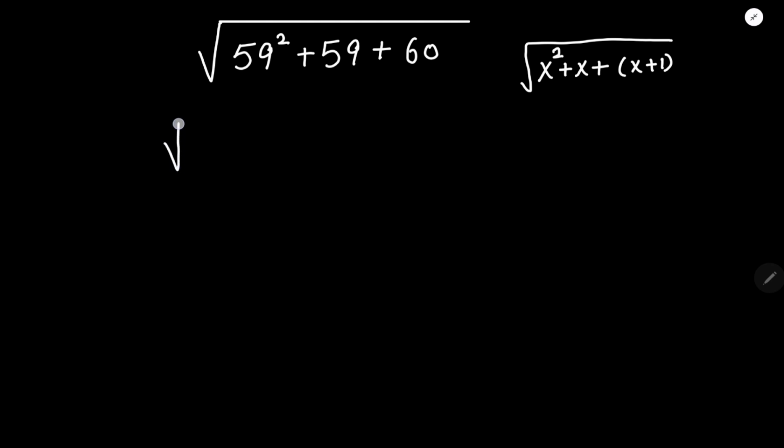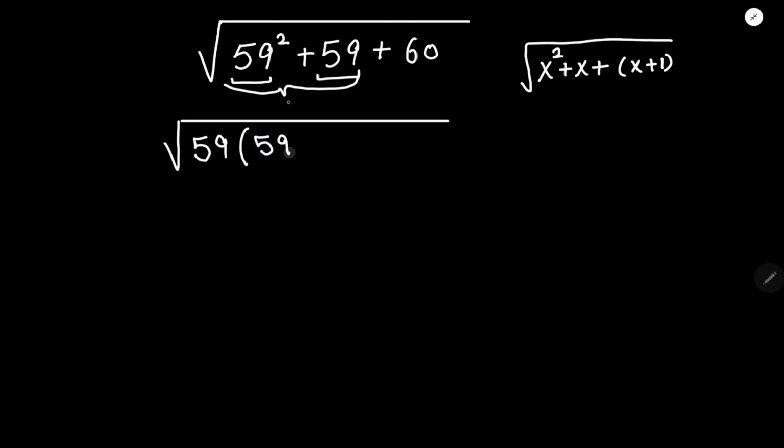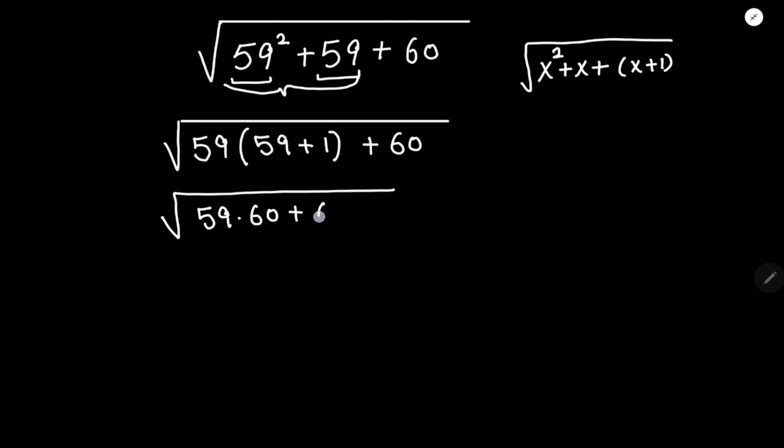If you look at this, I can see that these two are 59 raised to power 2 plus 59 raised to power 1. From these two I can take 59 common, right? If I take 59 common from both of these, I will be left with 59, because we had two 59s and one is out, plus 1, and this is plus 60, right? That means under root of this is 59 times 60 plus 60.